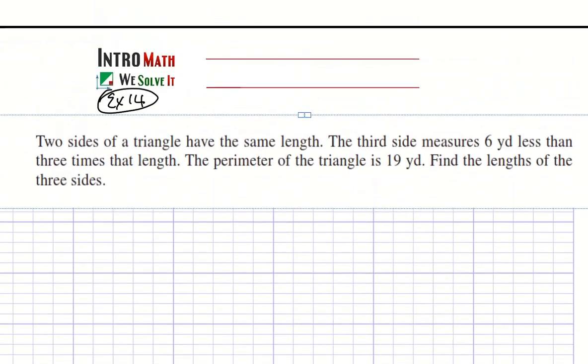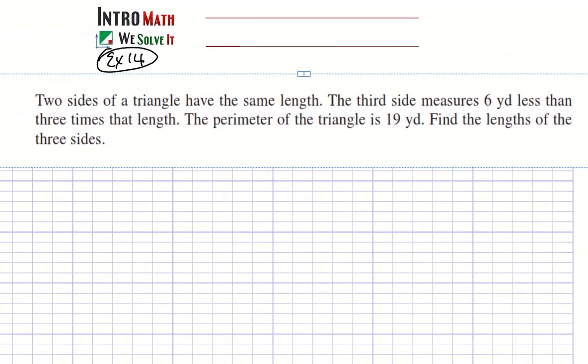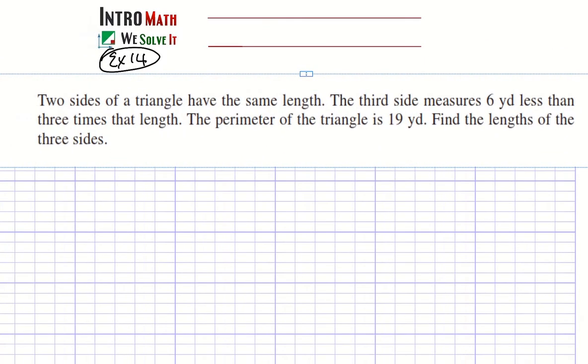Okay, so we'll read that. This is example 14. It says that two sides of a triangle have the same length. The third side measures 6 yards less than 3 times that length. The perimeter of the triangle is 19 yards. Find the length of the three sides. It's the same thing we did, they just switched the numbers.